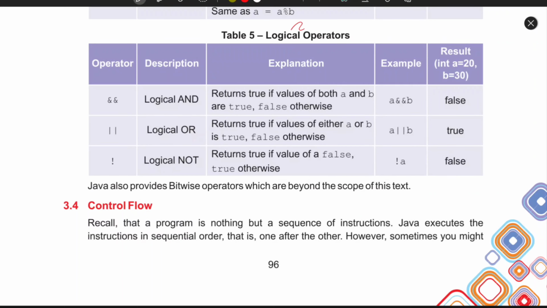So today we will learn what logical operators are. Here we have three logical operators. Okay, this is logical AND, logical OR and logical NOT.